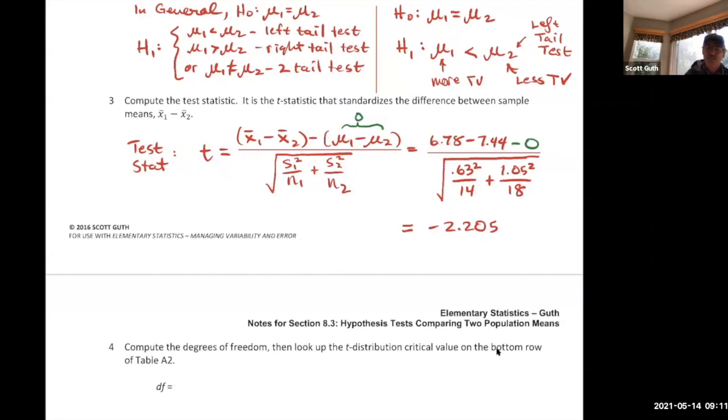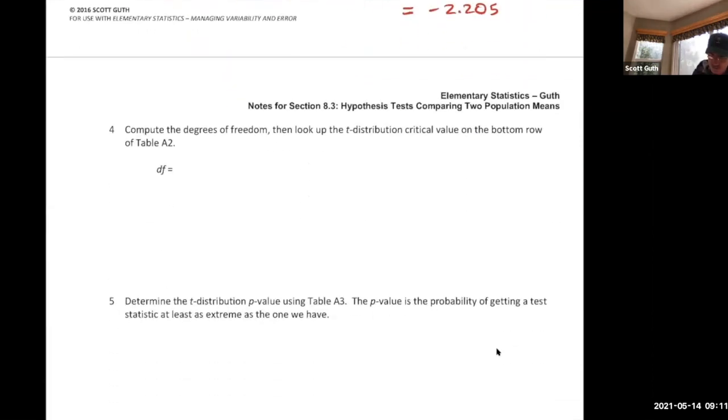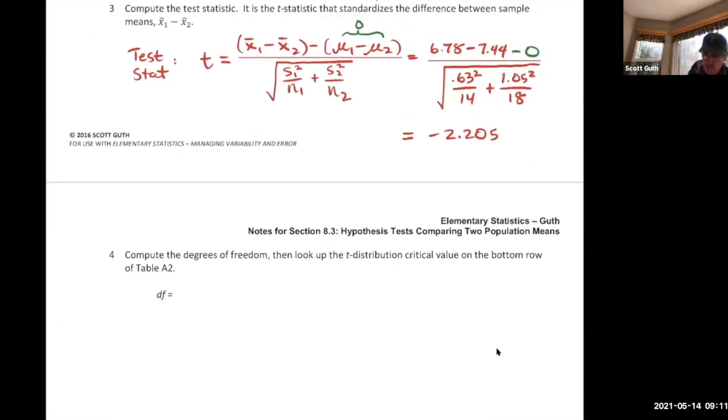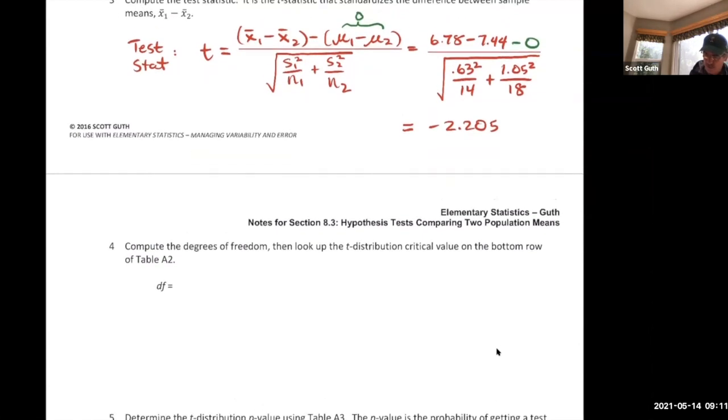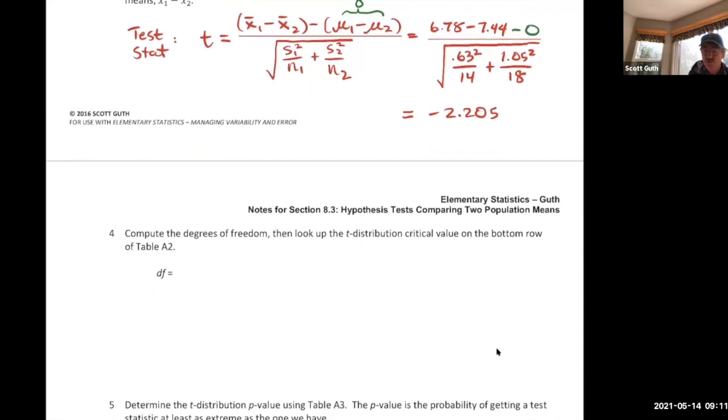There's a couple of researchers that did a lot of work to create this test. It's called the Smith-Satterthwaite test. That's what the nerdy books call it. They're all nerdy, but some of the nerdier books, I guess. And so the Smith-Satterthwaite test basically has a way of combining the degrees of freedom that still preserves the distribution as a T distribution.